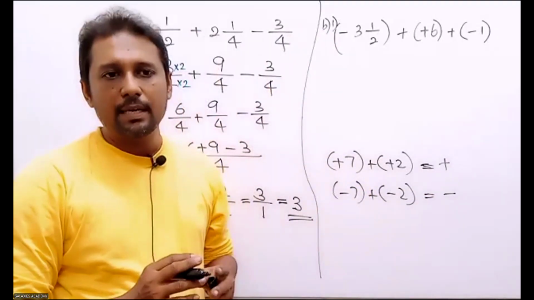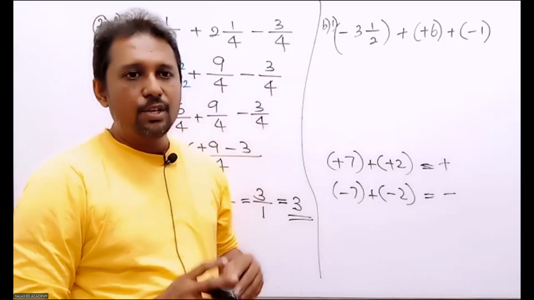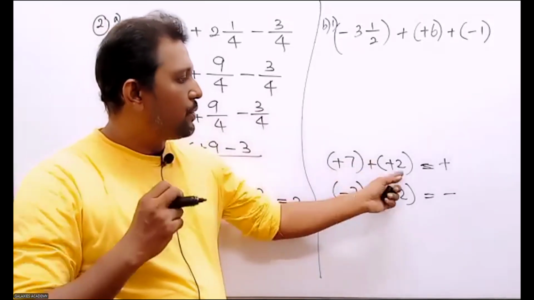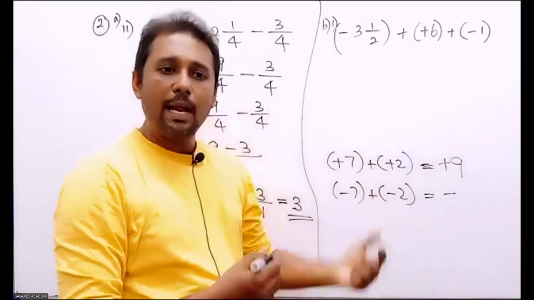Then how you can get the magnitude of the same types of directed numbers addition? You have to add two magnitudes. 7 and 2 add 9.